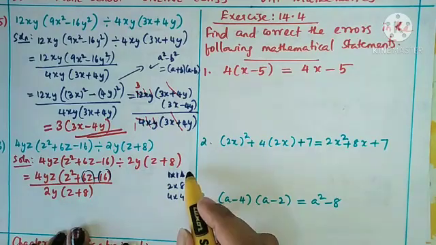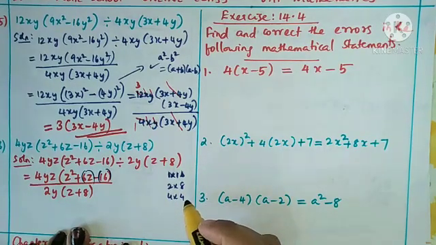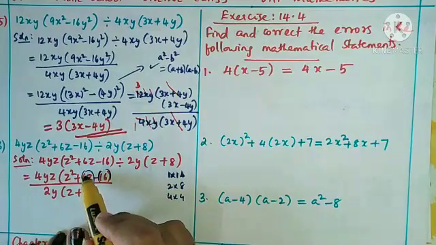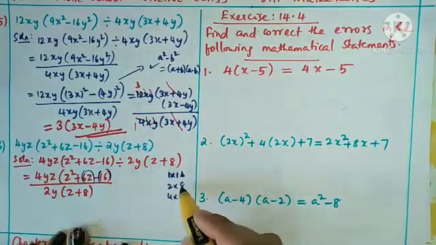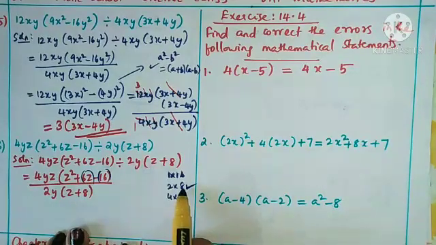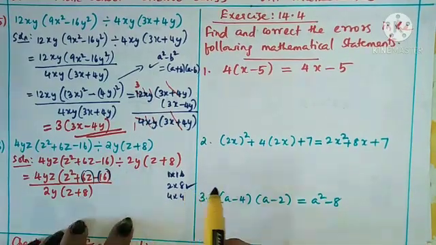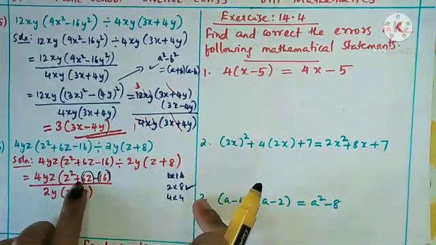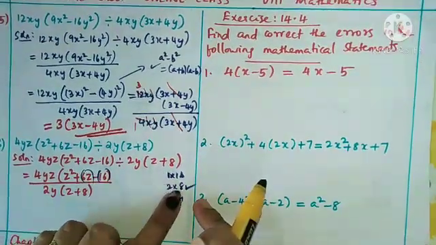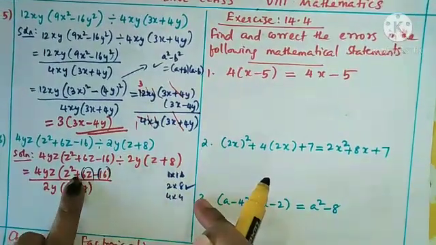Yes, these are the combinations of factors to get 16. But here, when you want to get the middle value 6, what is the only possibility? 2 and 8, because when you subtract 2 from 8 you will get 6, and when you multiply you will get 16. Okay, and how should we put the sign? You can see that here the sign of 6 is plus. So when you subtract, the greater number should have the sign plus.